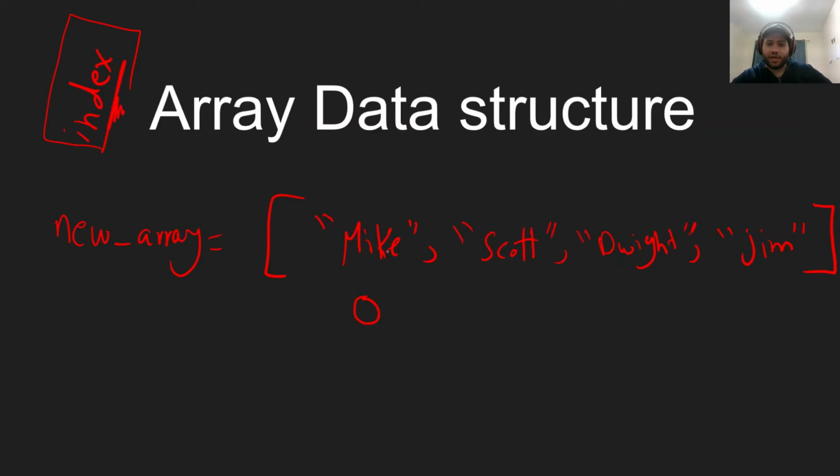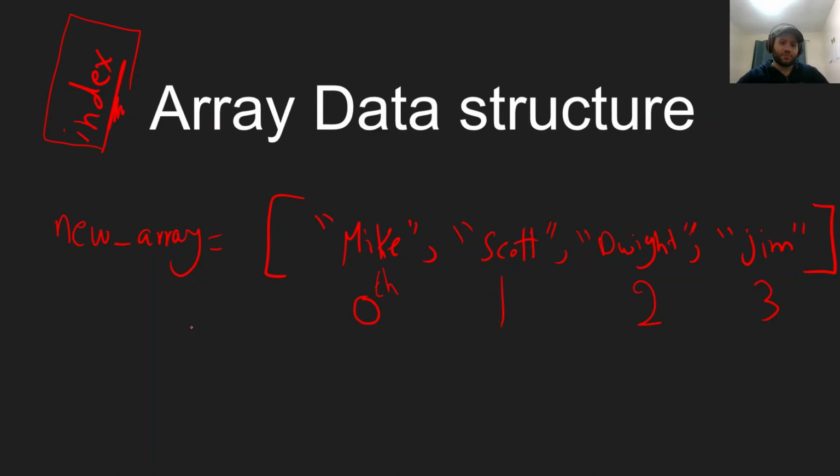So if we have Mike, Scott, Dwight, and Jim, these are 4 people. So that means that the size of the array is 4. 4 minus 1 is 3. So the indices are 0, 1, 2, and 3. If you want the first person in that array, you're going to use the 0th index, because Mike is at the 0th index. If you want the second person, then you go to the first index. If you want the third person, you go to the second index, and so on.